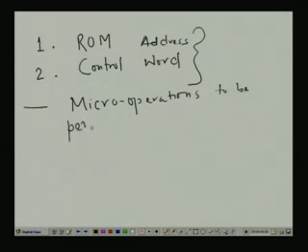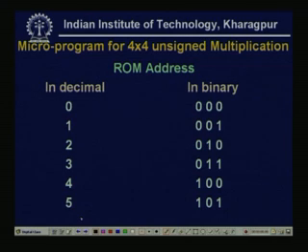These are the set of microinstructions that generate the microprogram. So, mainly we have to see the ROM address and the control word. Now, the ROM address: as there are 6 addresses, in decimal 0 to 5, and in binary 000, 001 and so on, because as there are 6, we need 3 bits to encode. So, simply 3 bits are necessary for this ROM.